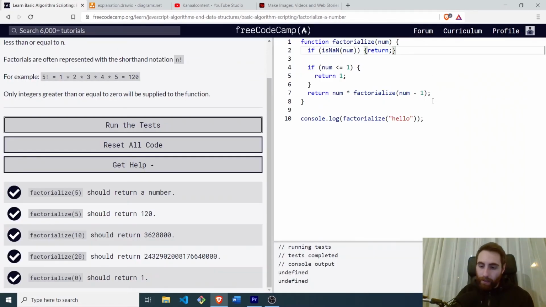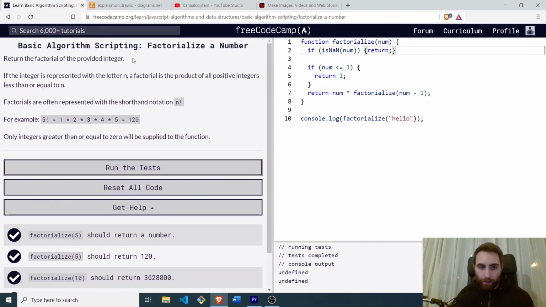I'm gonna link a resource about recursion in the description below. Recursion is a very important topic within programming, not only within JavaScript, and it's very good that FreeCodeCamp already touches on that from the beginning, from the basic algorithms. And yeah, so this was it for the video.